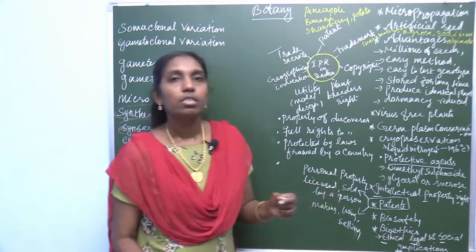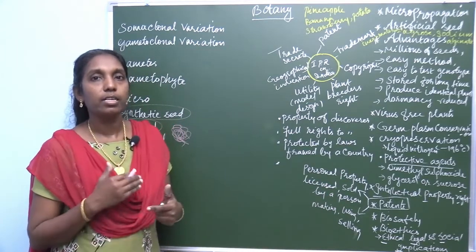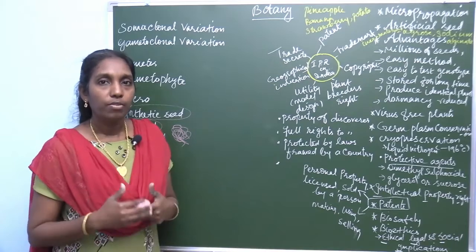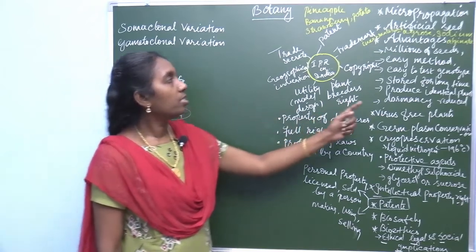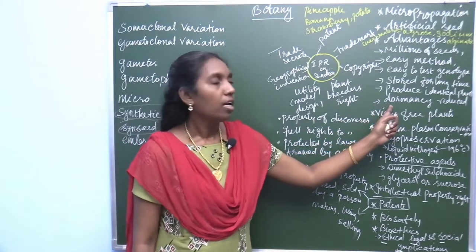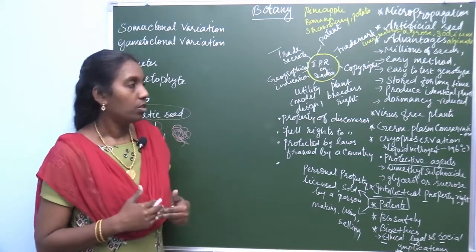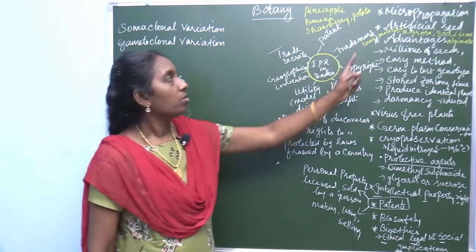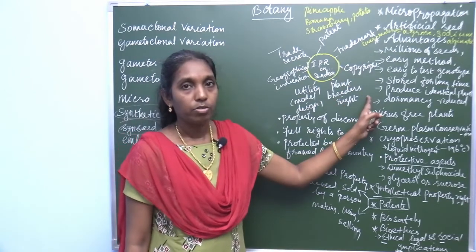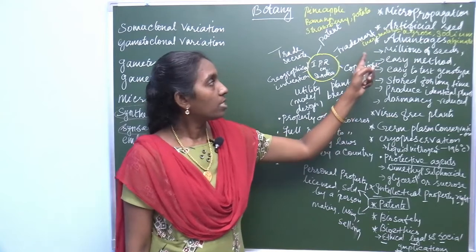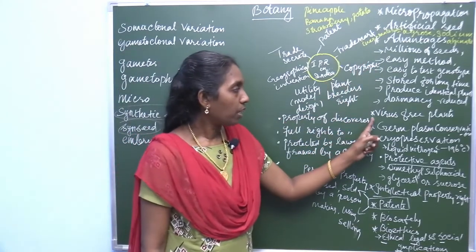Then the dormancy period can be reduced. The dormancy period is the resting period. In each and every species there is a dormancy period of the seed, but this artificial or synthetic seed reduces the period of dormancy. It breaks dormancy. This question on advantages may be asked as a 5-mark question, or a short note on artificial seed as a 3-mark question. Prepare it for 3 marks.